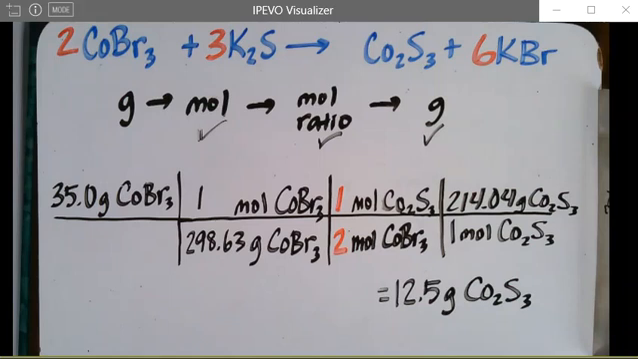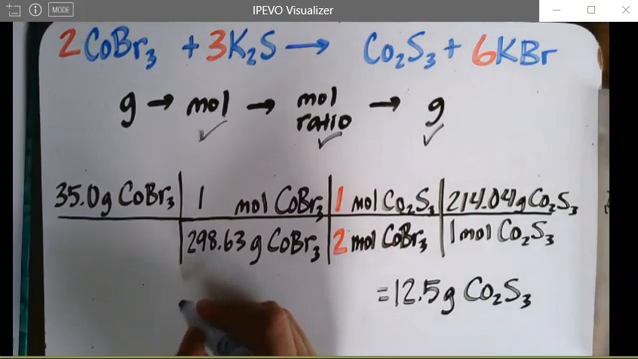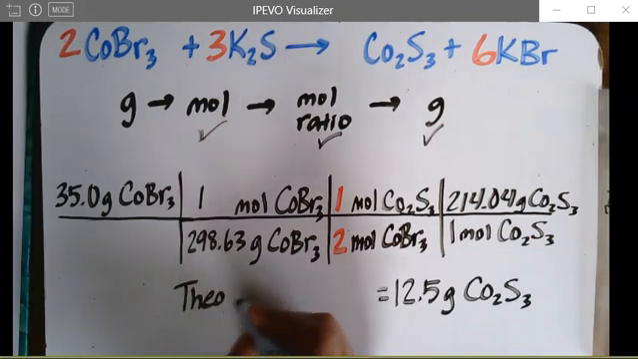Did you get 12.5 grams of cobalt-3 sulfide? If so, you are correct. This amount represents the theoretical yield.